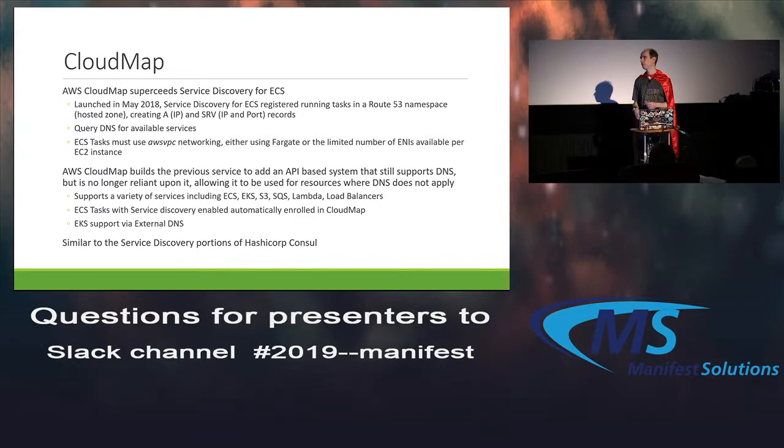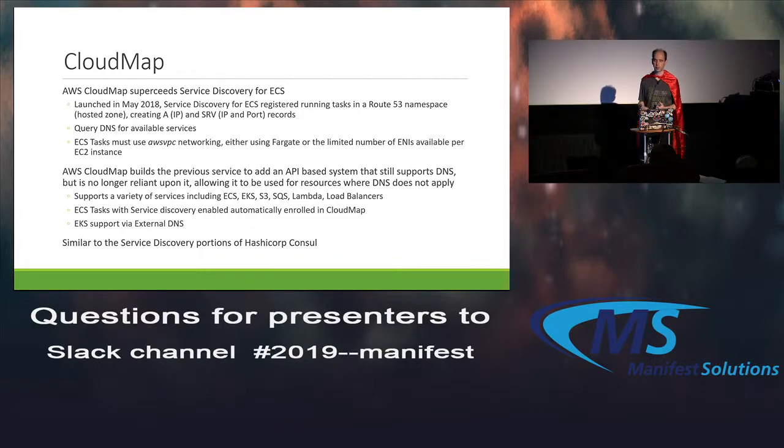Now, in order for you to use this, you had to use AWS VPC networking. This could either be Fargate that always uses that, or you could do that on EC2 instances. But EC2 instances can't actually run many things with that option because you could only attach so many ENIs to an EC2 instance. So its applicability is a little limited, or you have to use that more costly Fargate option. They are actually looking at increasing the density of ENIs you can have on EC2 instances, which would make this a more attractive option. So when they changed this and made this CloudMap, they started creating an API for it instead of just relying on DNS.